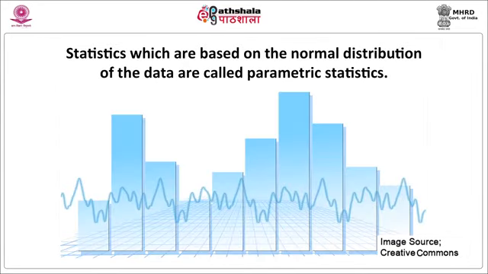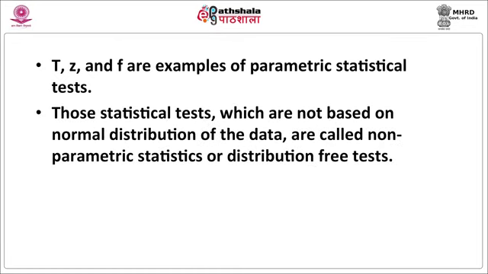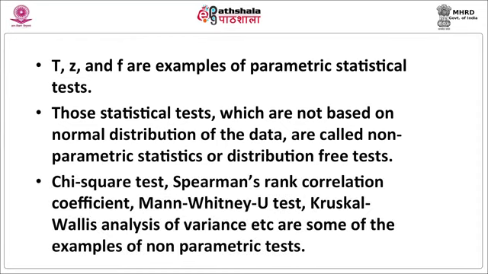Statistics which are based on the normal distribution of the data are called parametric statistics. T, Z and F are examples of parametric statistical tests. Those statistical tests which are not based on normal distribution of the data are called non-parametric statistics or distribution-free tests. Chi-square test, Spearman's rank correlation coefficient, Mann-Whitney U-test, Kruskal-Wallis analysis of variance, etc. are some of the examples of non-parametric tests.